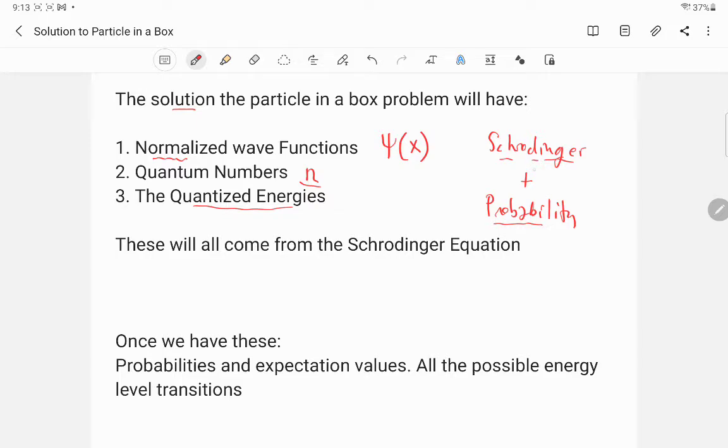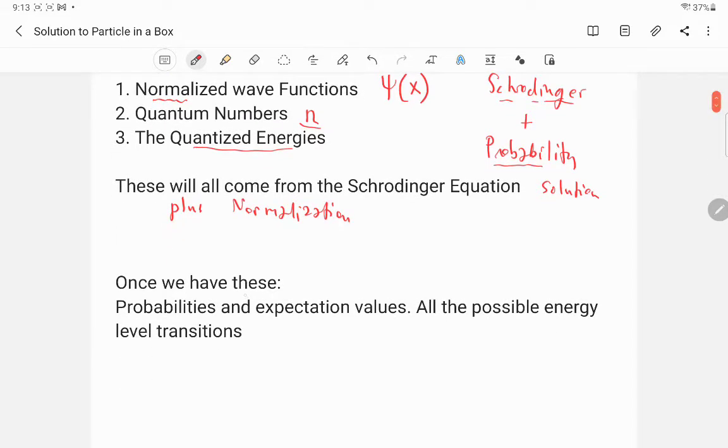So solving the Schrodinger equation actually doesn't give us normalized wave functions. We have to do that separately because it's kind of a separate issue, a separate interpretation. Okay, so these things 1, 2, and 3 are all going to come from the Schrodinger equation solution plus normalization. So that's a separate thing we have to do.